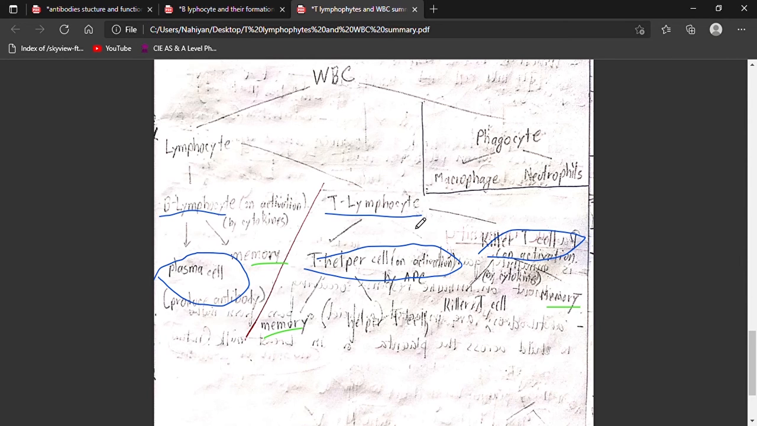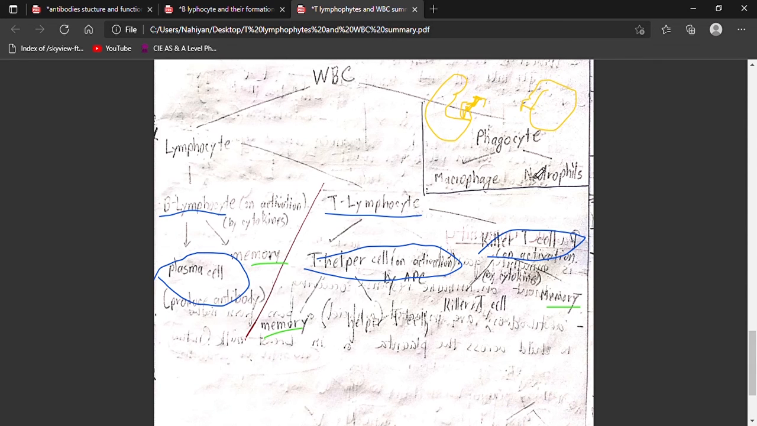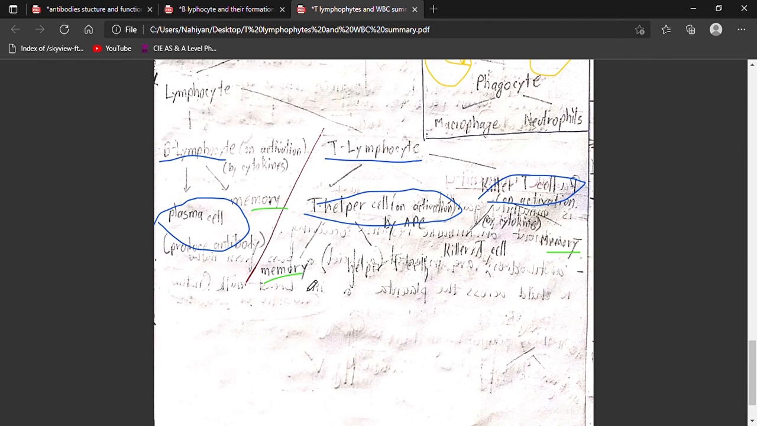Now coming to the T lymphocytes. T lymphocytes are activated when the phagocytes, for instance the macrophages, have ingested a pathogen with its antigen in it. After ingesting and destroying it, it may have the pathogen's antigen on its surface, so it can act as an antigen presenting cell. T lymphocytes are activated that way, and they are of two types, starting with the T helper cells.